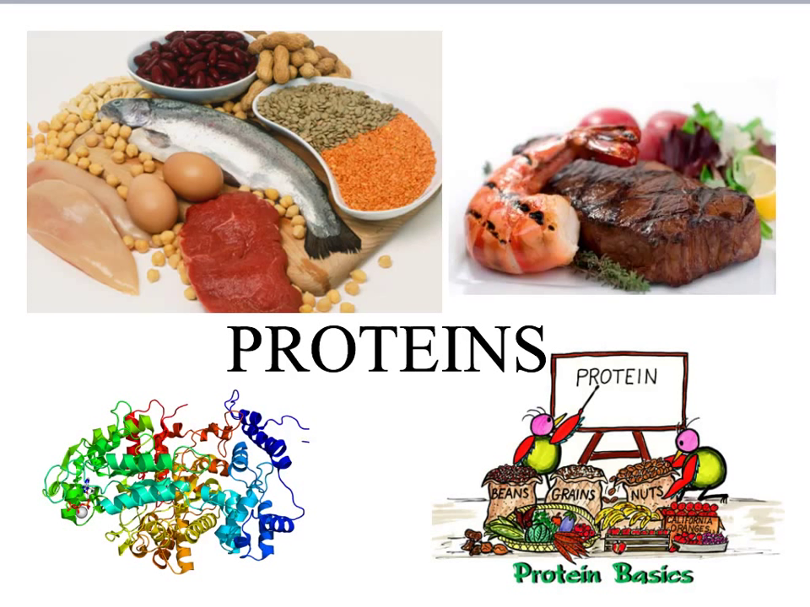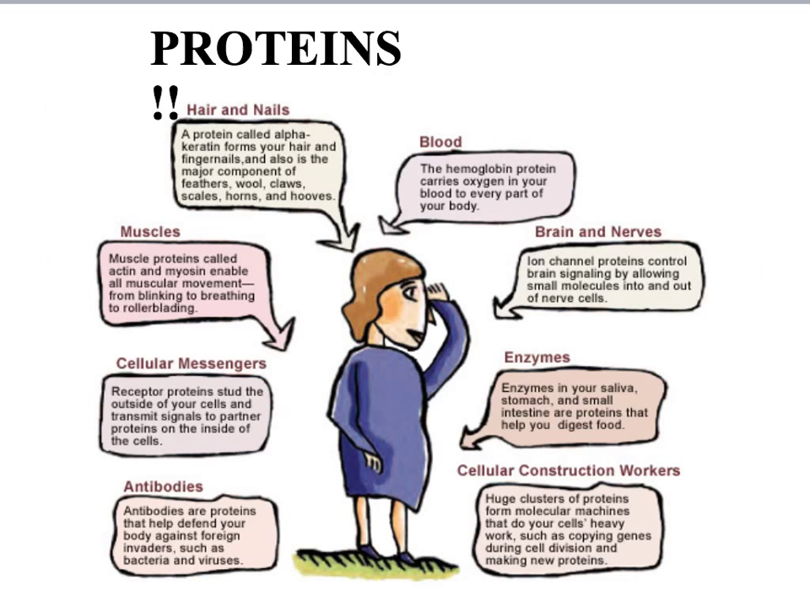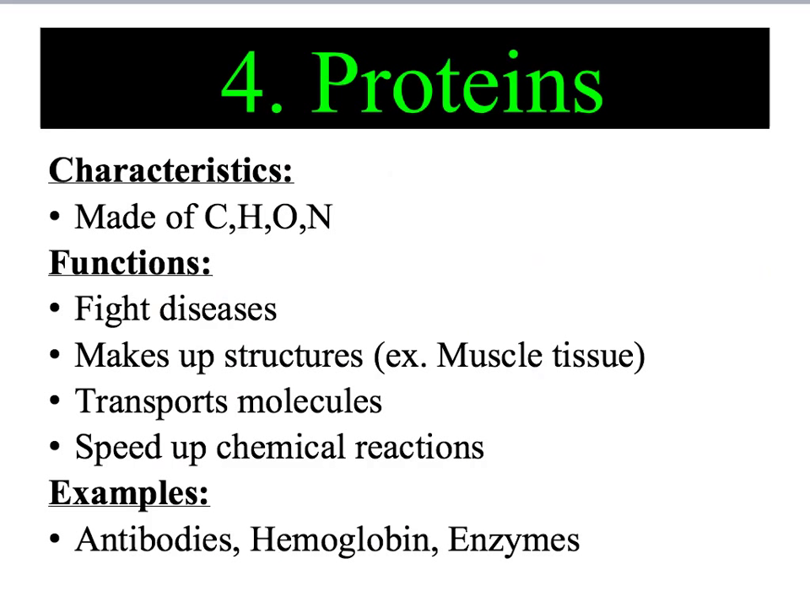Let's move on to proteins now. Proteins are very, very important to your body. They make up your hair, your nails, blood, enzymes, and other parts as well. Proteins are made of carbon, hydrogen, oxygen, and nitrogen. Their functions vary a lot. They include fighting diseases, making up structures, transporting molecules, and speeding up chemical reactions. Some examples include antibodies, hemoglobin, and enzymes.